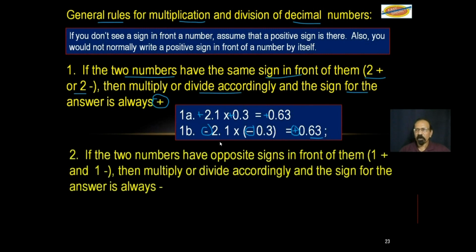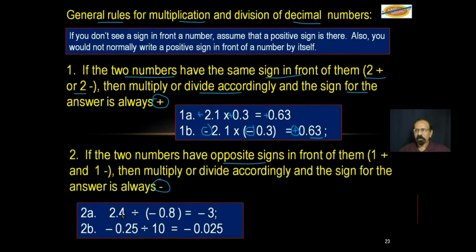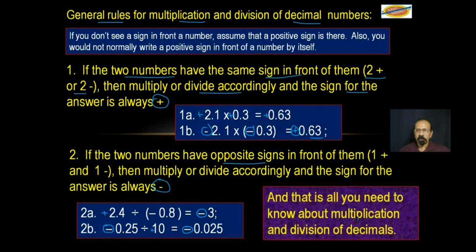And of course, if you have unlike signs, opposite signs, you will always get negative in the answer. 2.4 divided by negative 0.8, remember that 2.4 is a positive. You divide it, you get 3. The sign will be negative because you are dealing with unlike signs in multiplication and division. And the same thing holds true for here. A negative and a positive, you will get a negative answer. And that is all you need to know about multiplication and division of decimals.